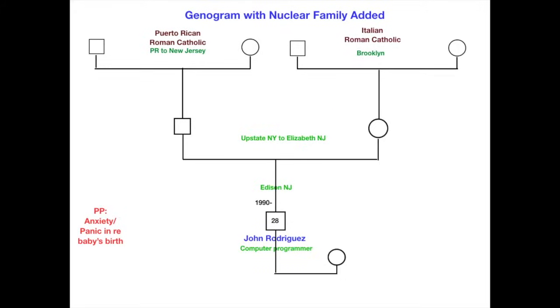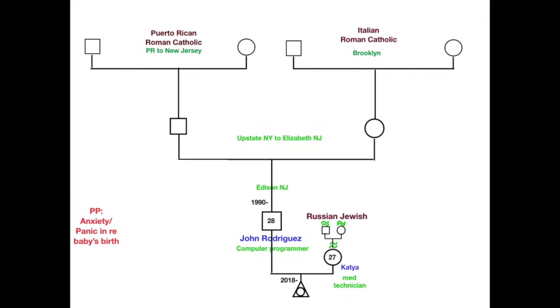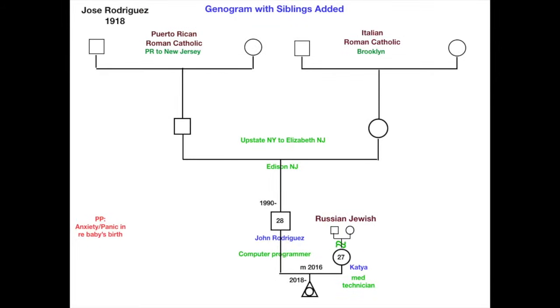We will add John's wife, Katya, a Russian Jewish immigrant and an only child who is 27 and works as a medical technician. They've been married for 2 years and are expecting their first child, who is apparently a girl, as we can tell from the triangle pregnancy symbol with a circle inside, a circle representing a girl. Next, we add John's siblings, whose symbols, as mentioned, are made smaller and higher than his own.